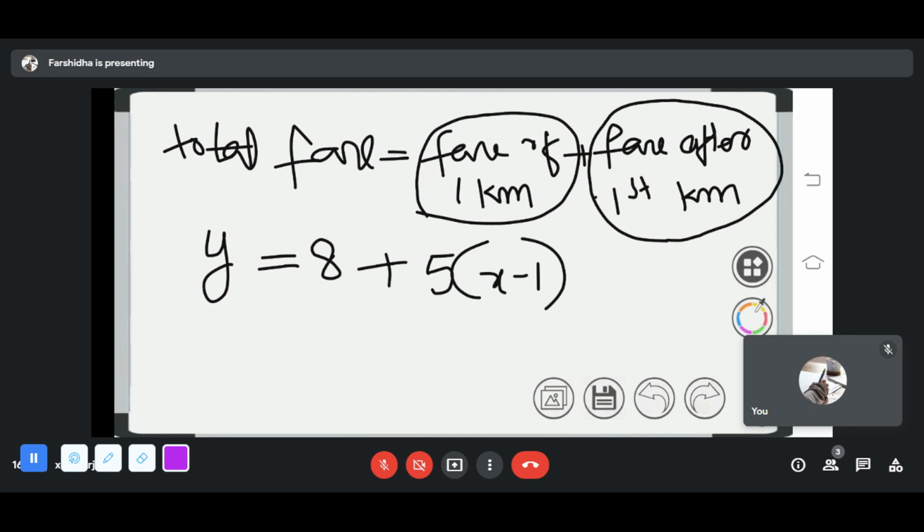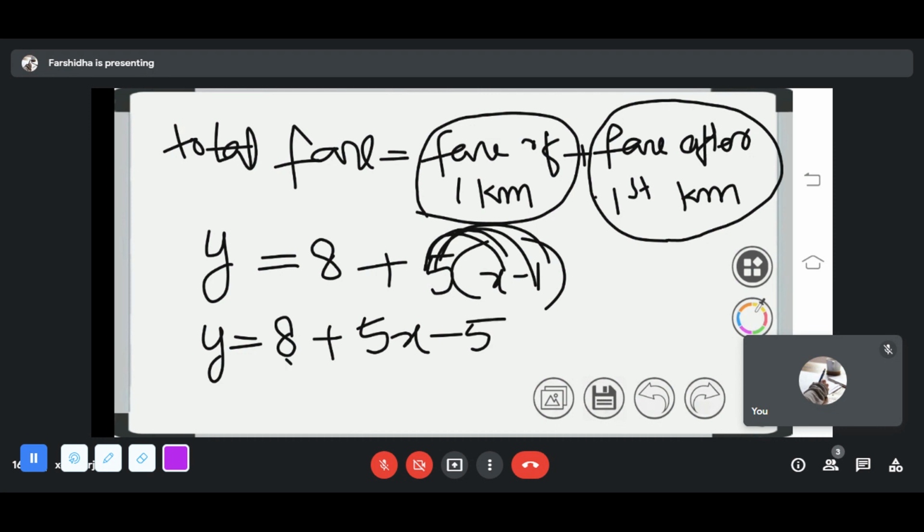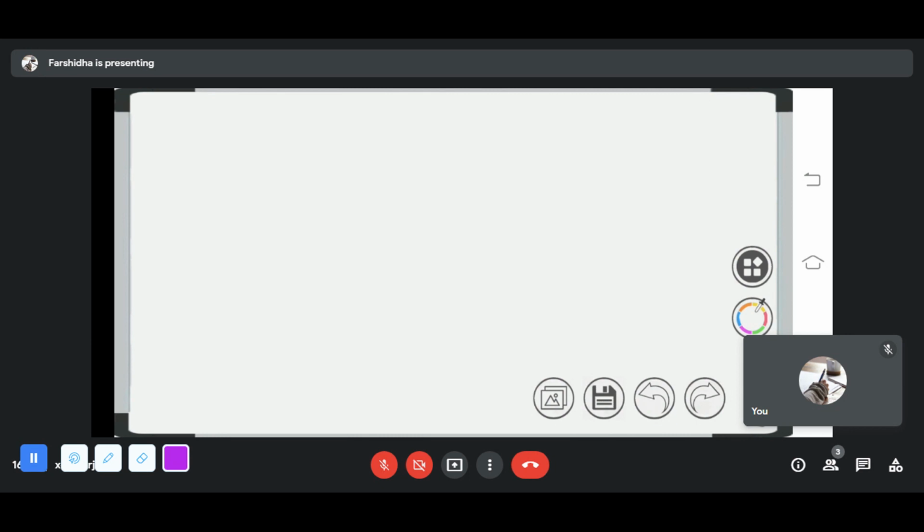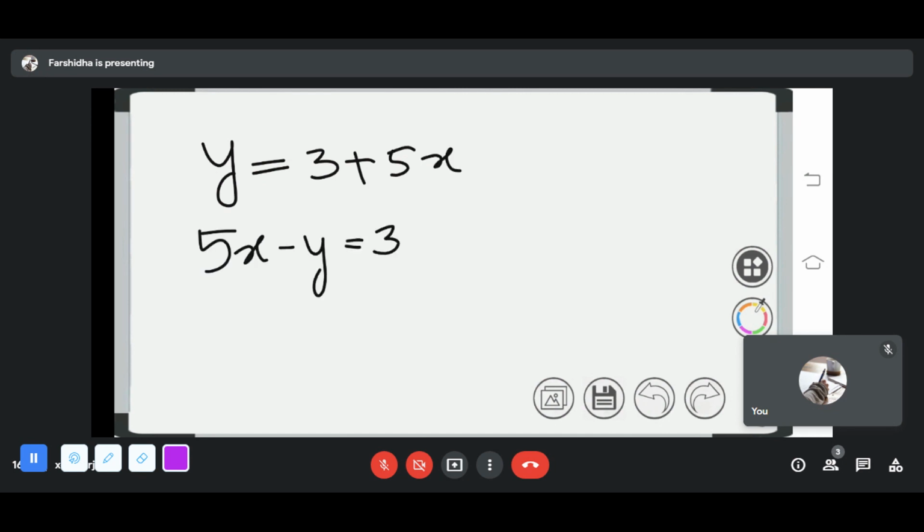Y is equal to 8 plus 5 into x minus 1. I am giving 5 to both: 5 into x, 5x; 5 into minus 1, minus 5. Here 8 minus 5 is 3. So 3 plus 5x. So you got y is equal to 3 plus 5x, or in a proper way, 5x minus y is equal to 3.